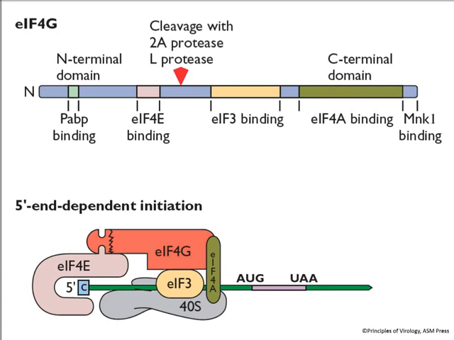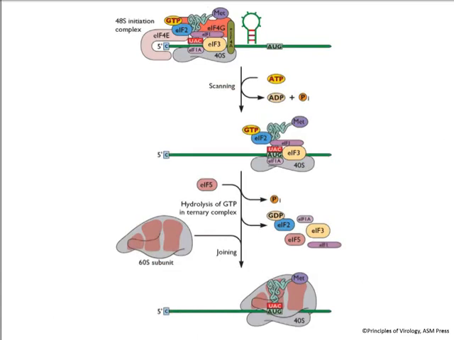We had no clue about 4G until someone found that a certain virus shut off translation in a cell, and the mechanism is to cleave 4G, which totally makes it unable to serve this scaffolding role. So a really neat protein and an important one.